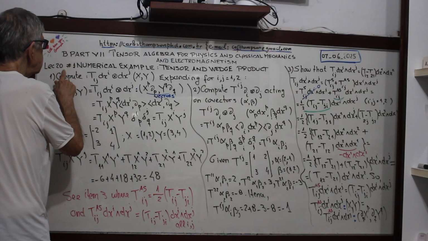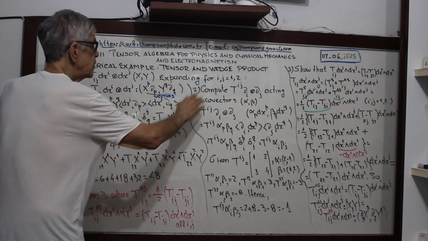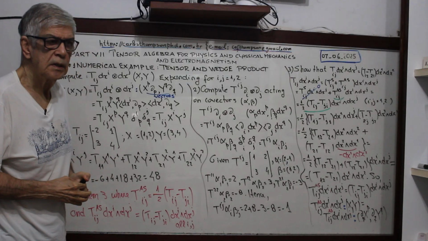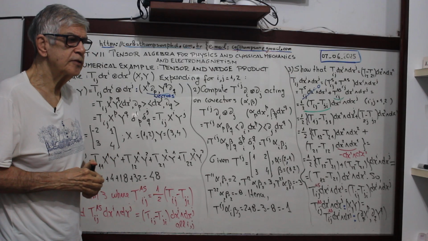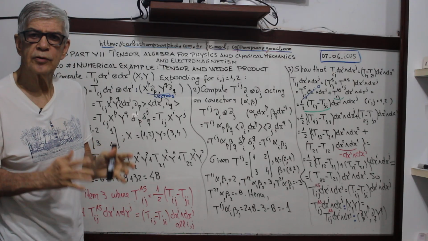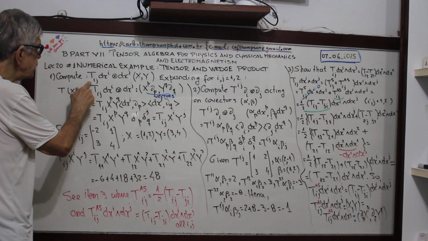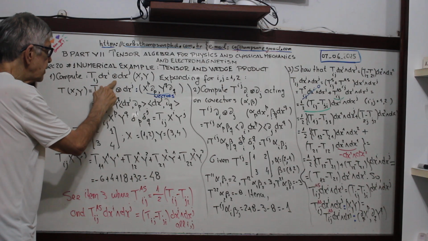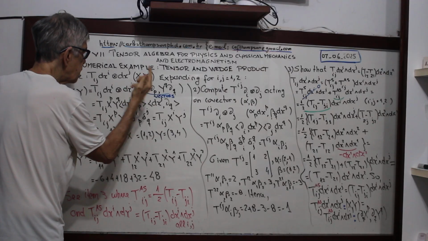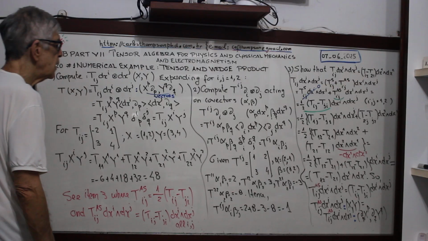Last example of the lecture, example number 1, a numerical example on the tensor product and the wedge product. Again, this is another exercise just to distinguish between the tensor product and the wedge product. First, compute T_ij dx^i tensor product dx^j. In general, this is applied, acting on two vectors, x and y.